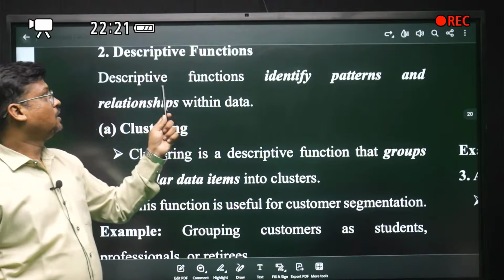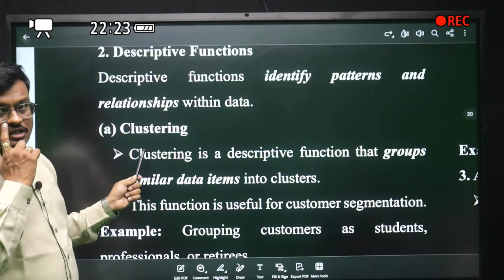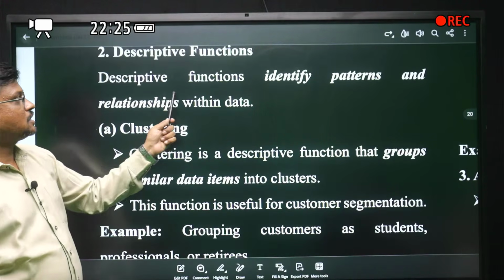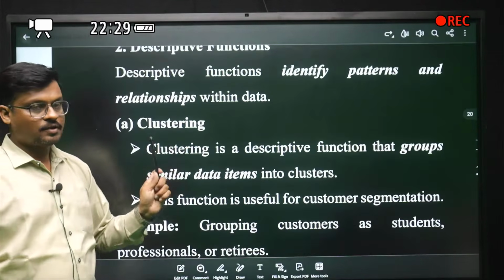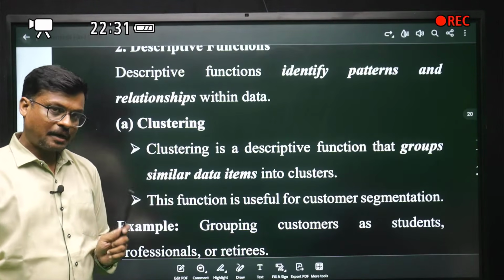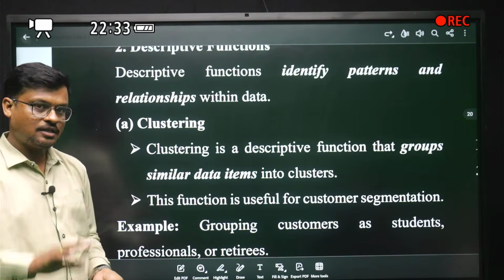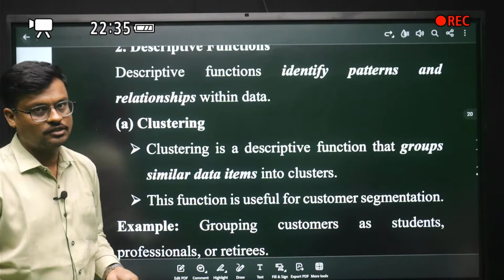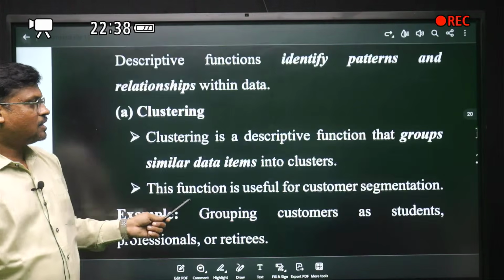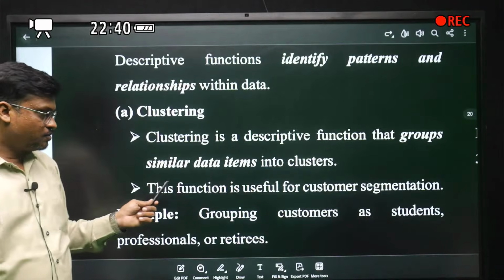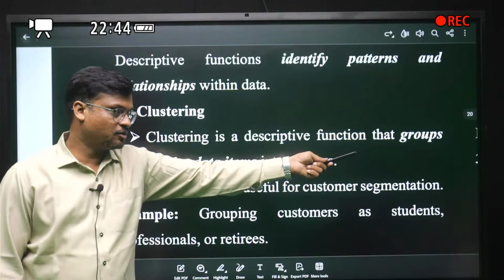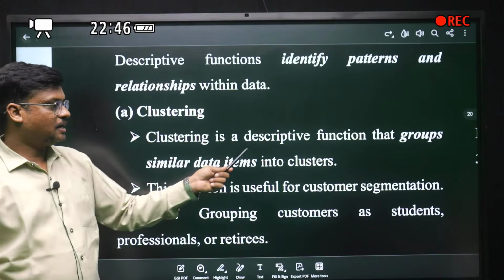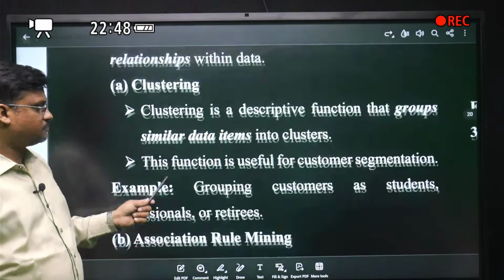Second one is the descriptive function. Under the descriptive function, we have clustering. Descriptive functions identify the patterns and the relationships within the data, and the first technique used for this is clustering. What is clustering? It is a descriptive function that groups objects based upon their similarity. It groups similar data items into clusters.